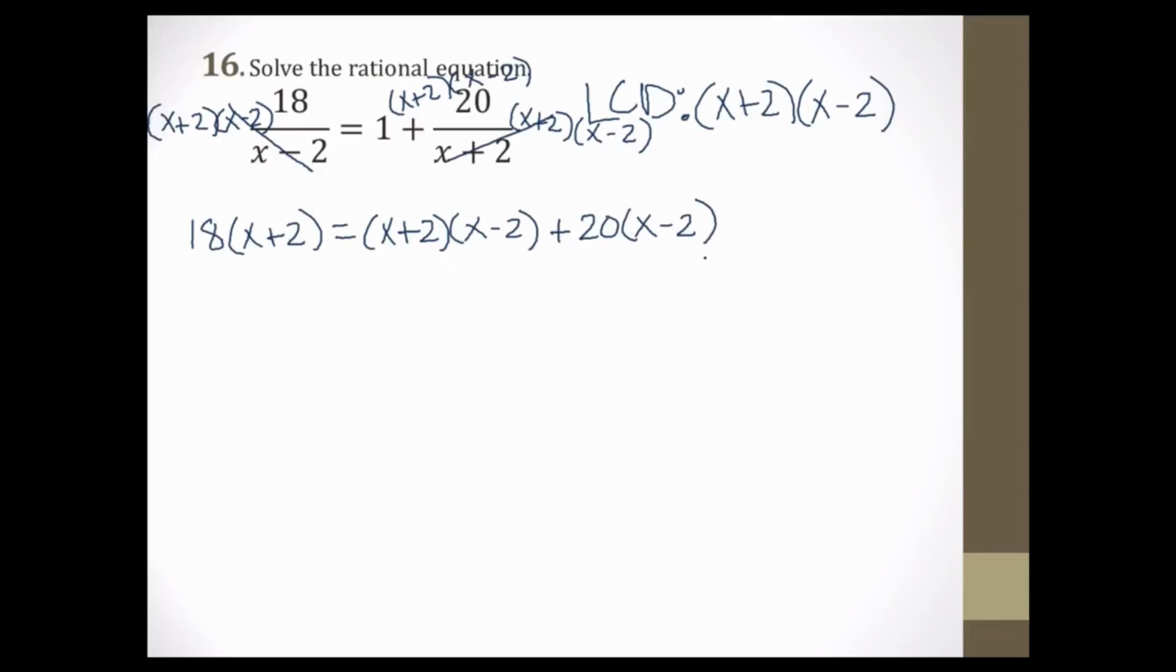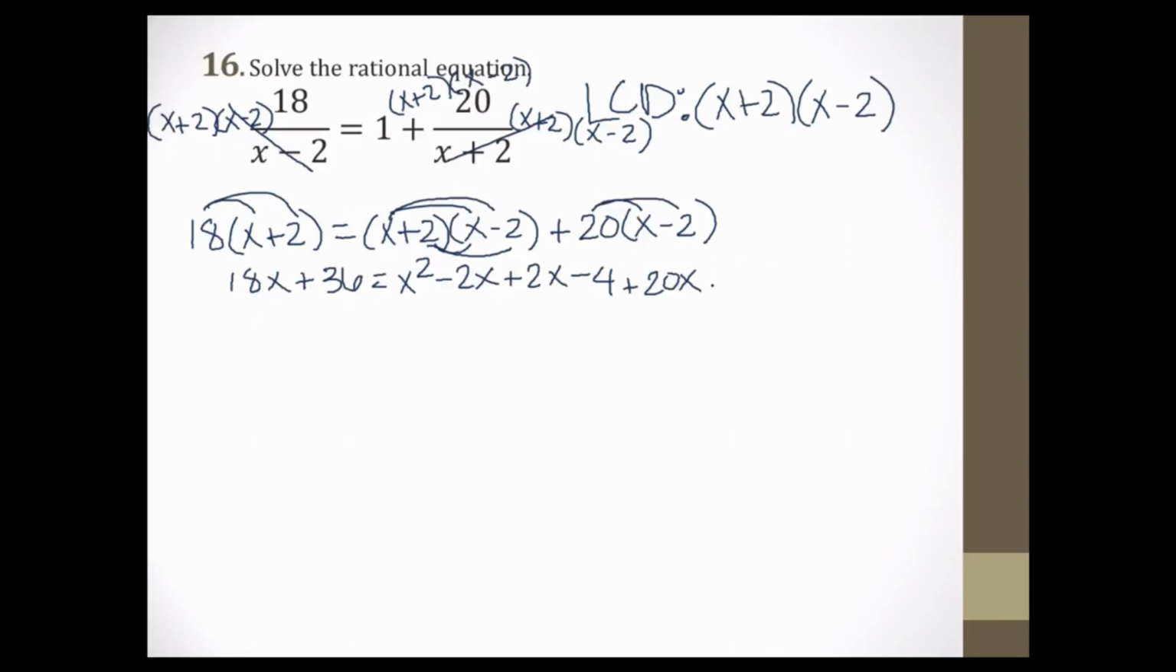So I've got a lot of distributing and multiplying to do, so let's go for it. So 18 times x is 18x. 18 times 2 is 36, equals, I'm going to FOIL these two binomials. So x times x is x squared. x times negative 2 is negative 2x. 2 times x is positive 2x, and 2 times negative 2 is negative 4, and then 20 times x is 20x, and 20 times negative 2 is negative 40. So let's make sure to combine all of our like terms on each side of this equal sign. On the left-hand side, I don't have any like terms to combine, so I'm good over there.